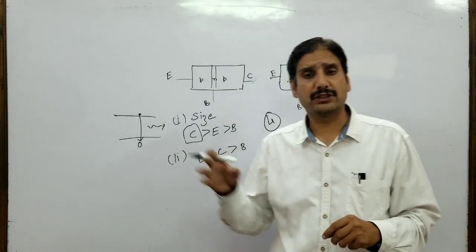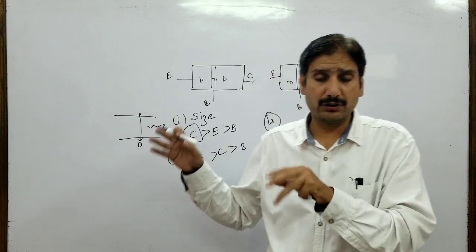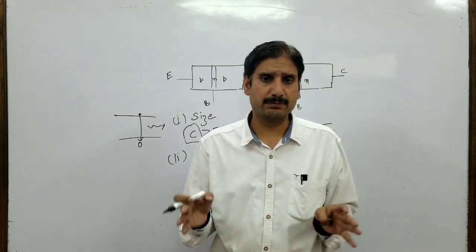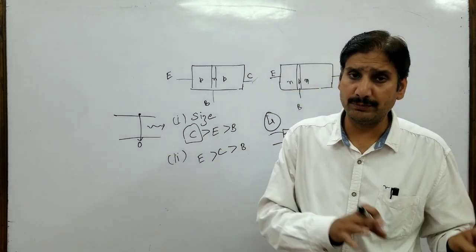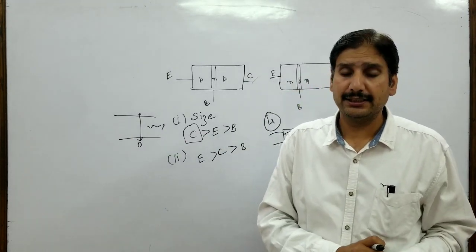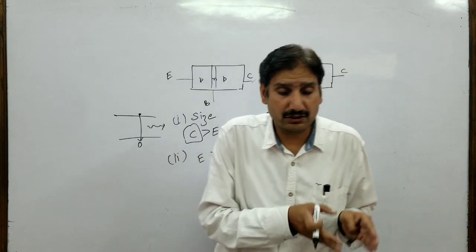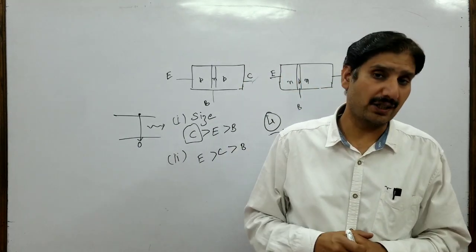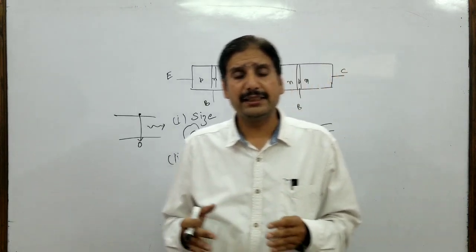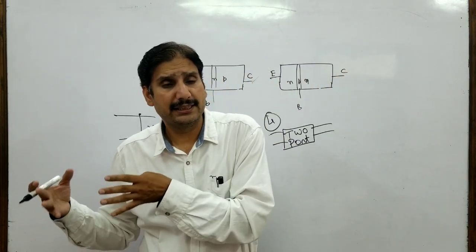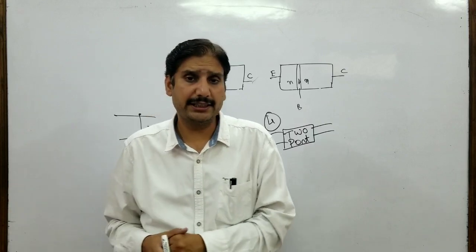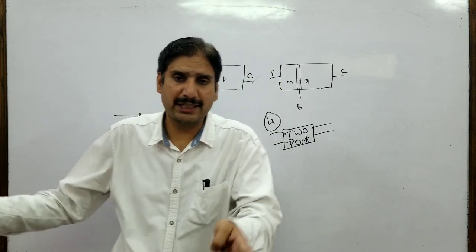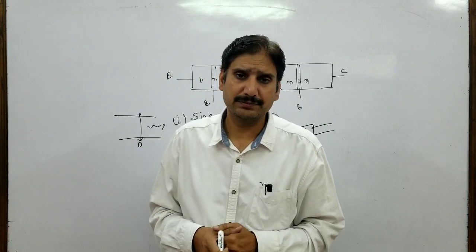Common collector has certain issues as an emitter follower, something that we'll discuss in a separate lecture. But a transistor is mostly used either in common base configuration, where the base is connected to both the input terminal as well as the output terminal, or it may also be used in common emitter configuration, where the emitter terminal would be made common to both input and output.